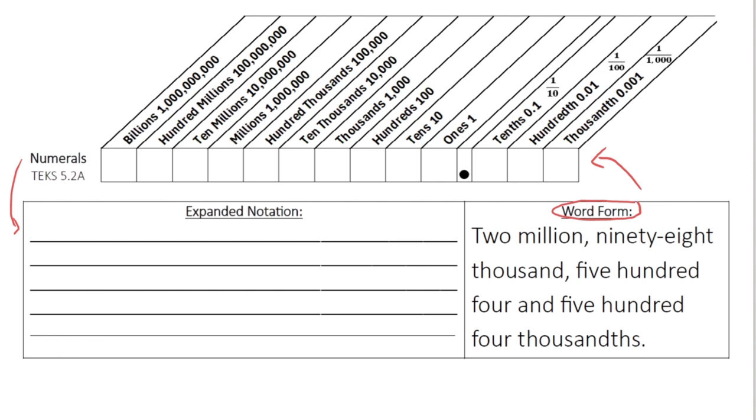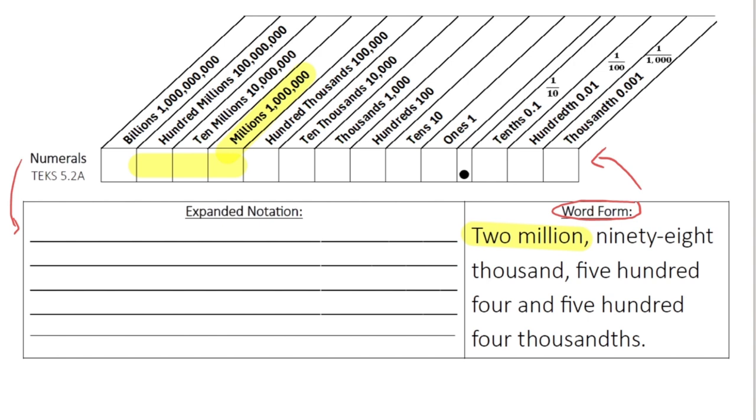We have 2,098,504 and 504 thousandths. So to break this down to better help you, we're going to break it down by place value period. So we're going to look at where our first comma is, and we see that it says 2 million. If we come up here, the millions place starts here. And so in this section, we're going to write the number that they're telling us. And they're telling us that we have 2 million.